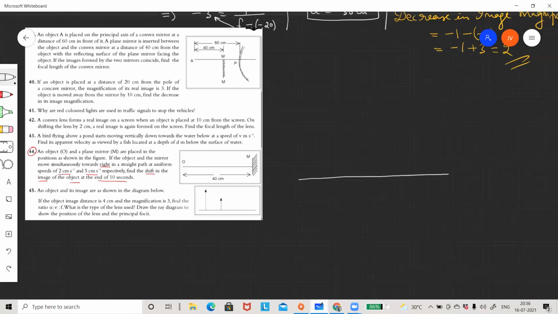So this is the principal axis, take it like that. Then we have a mirror, and we have an object. This is the initial case. For a plane mirror, object distance and image distance are always the same. Did they give us any object distance? No, they.